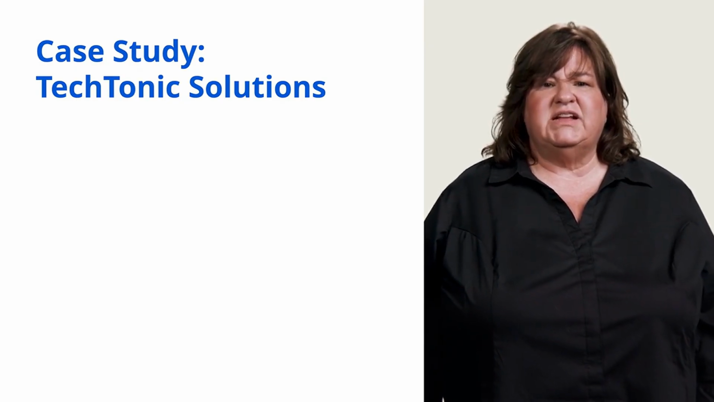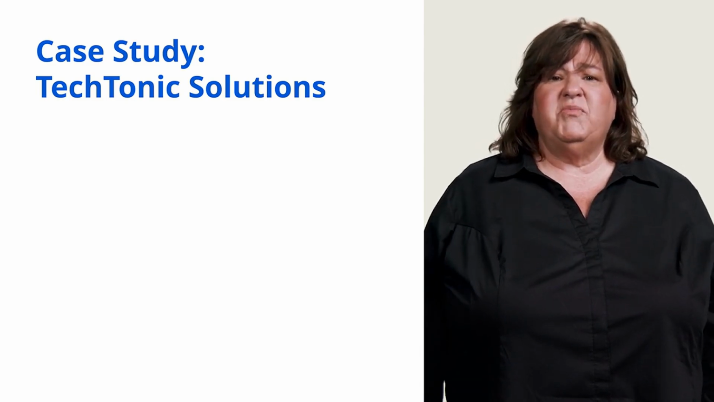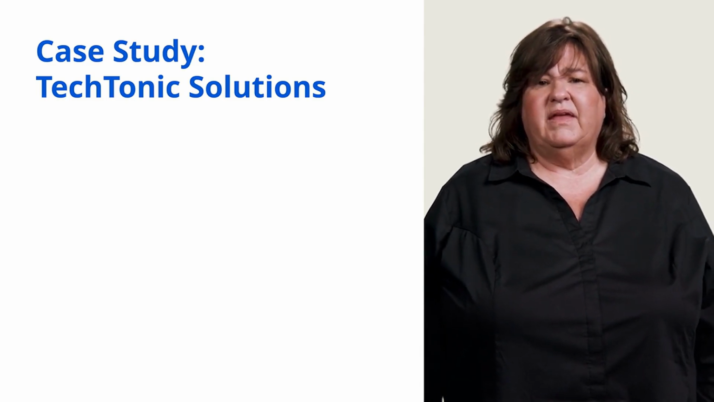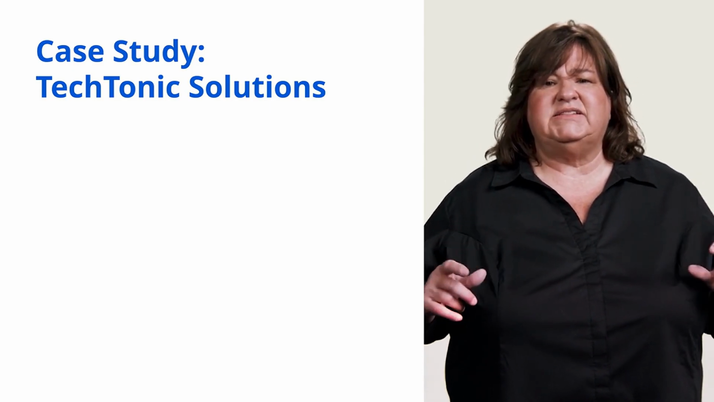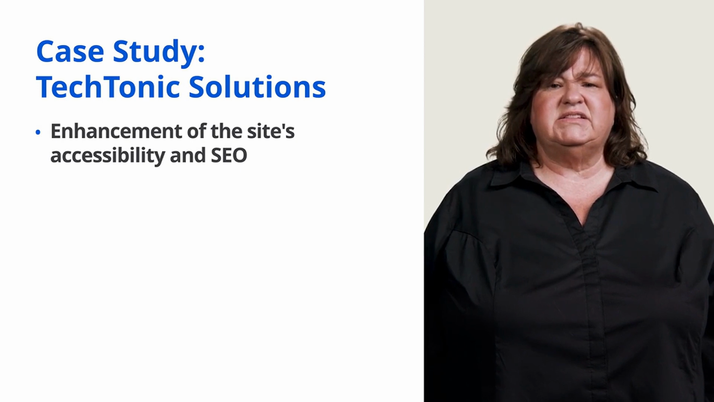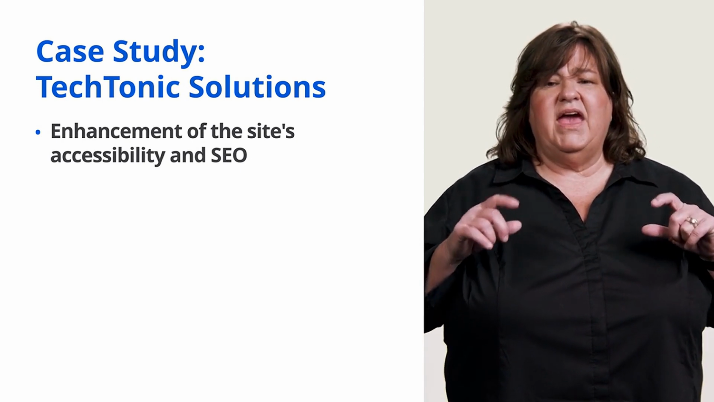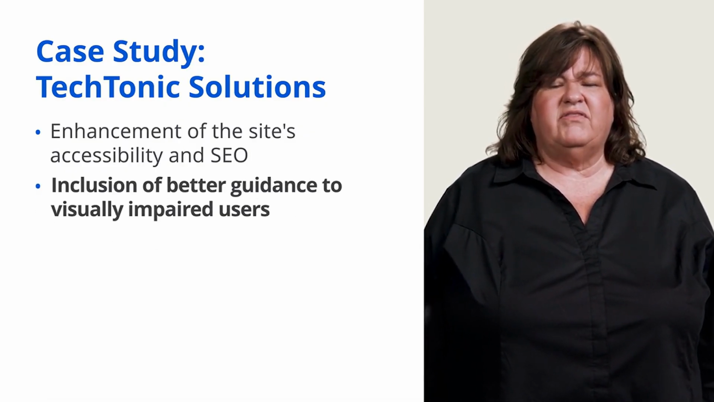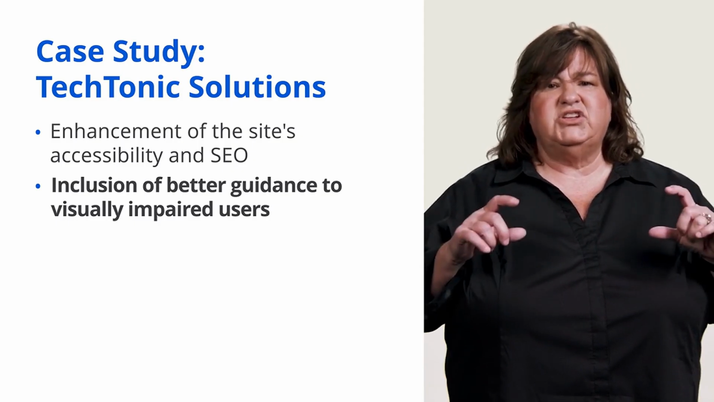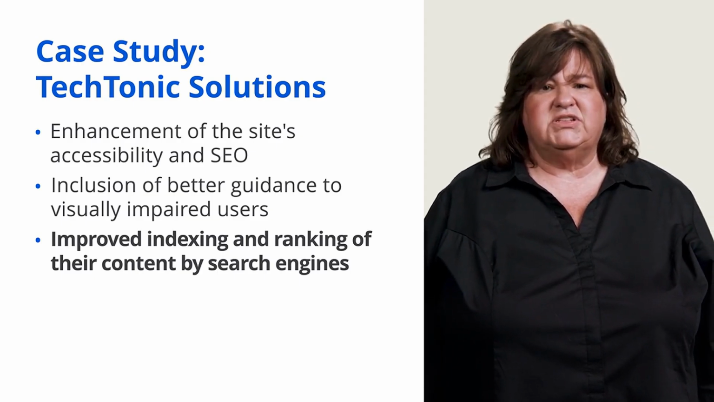Suppose that Tectonic Solutions decides to revamp its website using semantic HTML. What are some of the improvements they might expect to see? By replacing generic tags with semantic ones such as nav, aside, and section, they enhance the site's accessibility and SEO. For instance, the nav tag for the navigation bar has helped screen readers provide better guidance to visually impaired users, while section tags improve the indexing and ranking of their content by search engines.